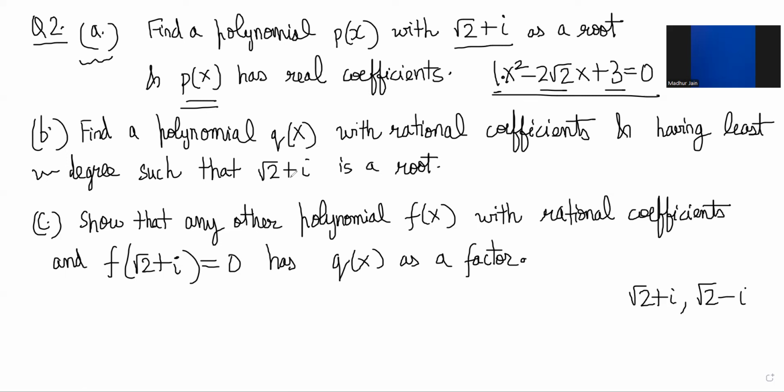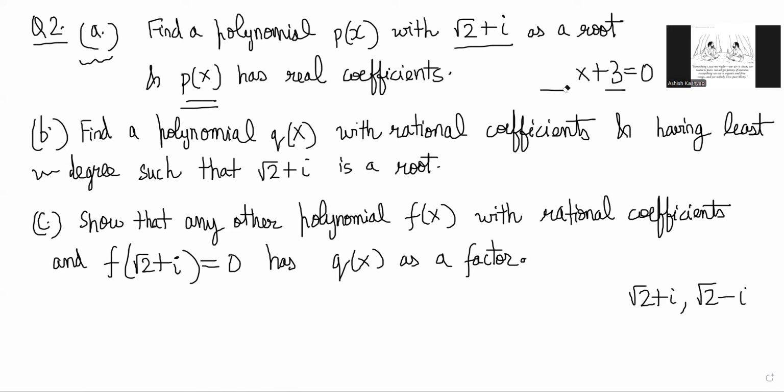Then think about question 2, B part. The same logic can be extended to rational coefficients also. Usually, if the coefficients are rational, then the irrational roots will come in pairs. And it's the same logic. Sum of the two irrational roots will be rational. Product of the two irrational roots will be rational. So you have to be careful about that. Here you have to find a polynomial Q of x having least degree, the smallest degree polynomial, which has root 2 plus I as a root.